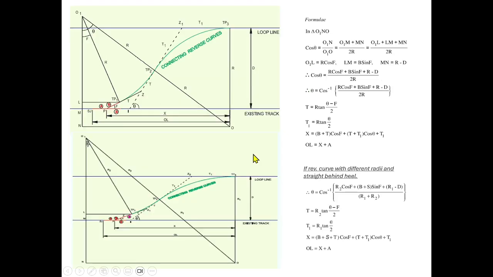So one more thing I want to say, in case of the reverse curve with different radii and a straight behind the heel of crossing. How do we modify this formula? Only a slight modification. Whatever we have discussed, the same thing only. Suppose we want to add a straight behind the heel of crossing, so we are adding the distance s. Wherever we have the b, we replace that b with b plus s. Here we have the formula b plus t. You simply put b plus s plus t. That's all. We have to add that everywhere.